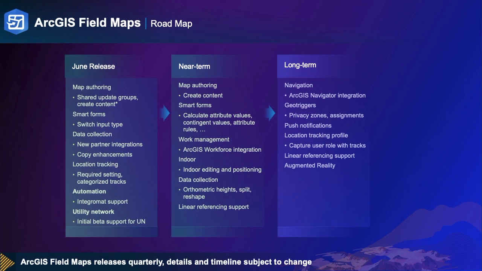Some of our longer term goals are to support Navigator and incorporate all the functionality of Navigator into Field Maps, as well as supporting geo-triggers with location tracking and other workflows in the app. This means privacy zones, maybe areas that you can't track and areas you can. But even once we get work management capabilities into the application, supporting assignments based on where you are, what geofence you're within. So that's more in our longer term vision for where the app is going.